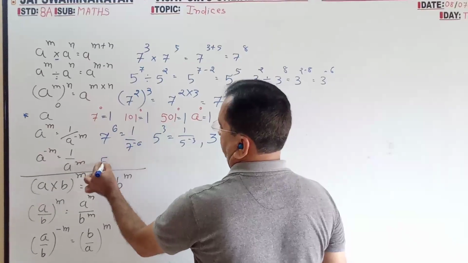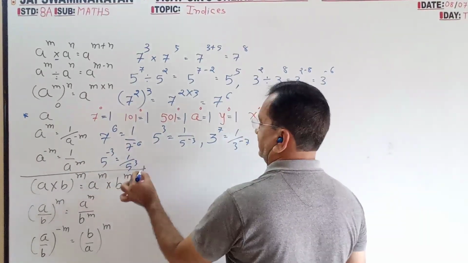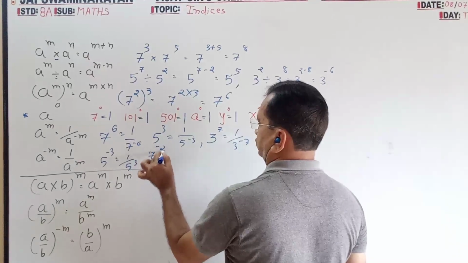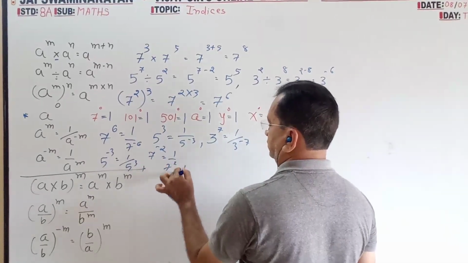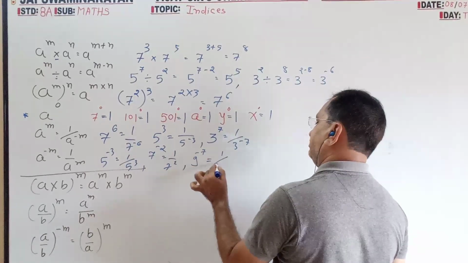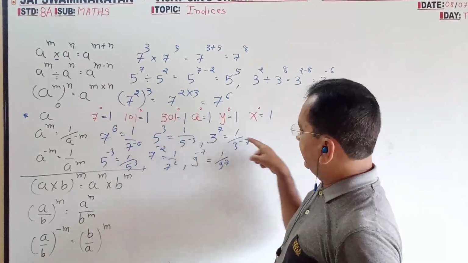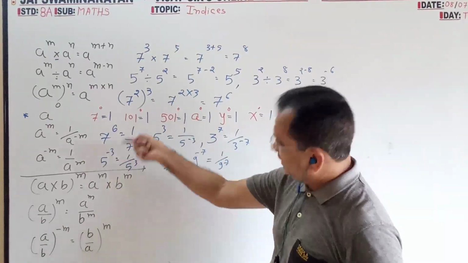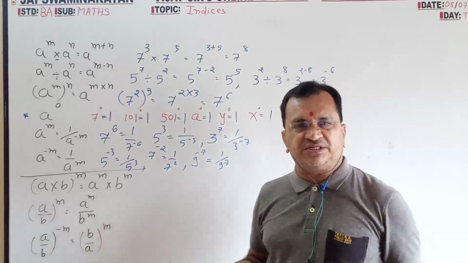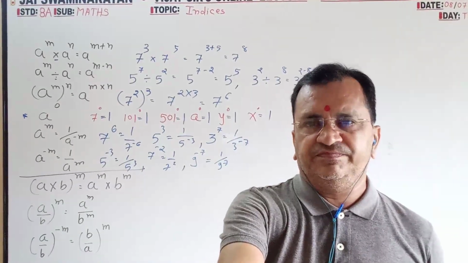Now negative to positive. 5 raised to minus 3 is 1 by 5 raised to 3. 7 raised to minus 2 is 1 by 7 raised to 2. 9 raised to minus 7 is 1 by 9 raised to 7. So all positive in the denominator will be negative. All negative in the denominator will be positive. So negative to positive, positive to negative.